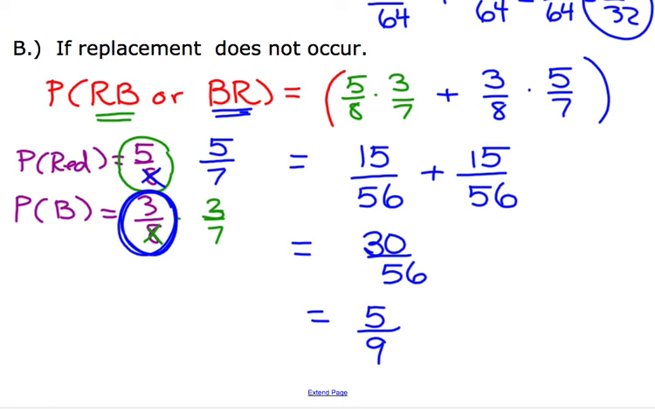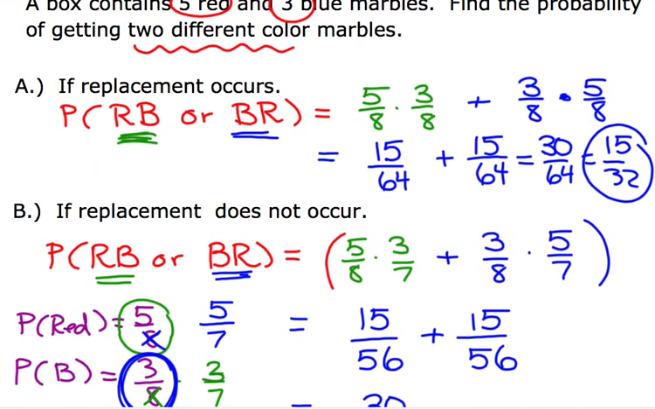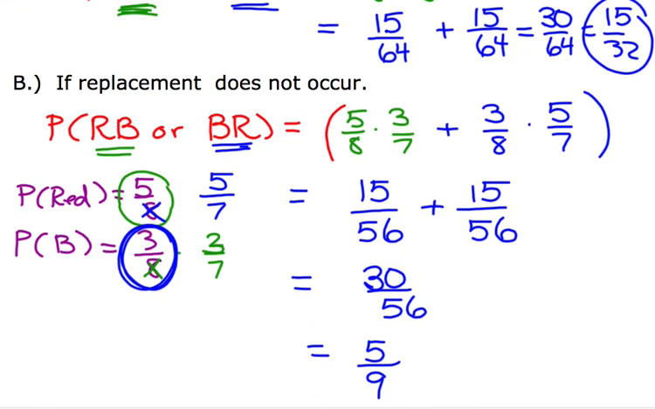Again, the first one, part A, is independent events because you replaced the marble. Part B are dependent events because you did not replace the marble. They affect each other.